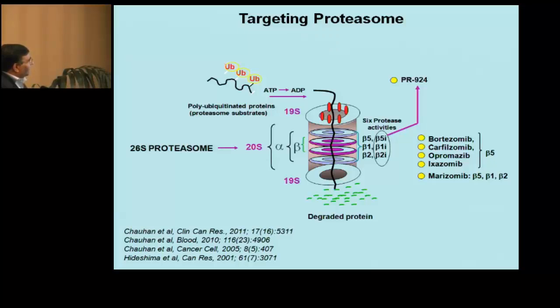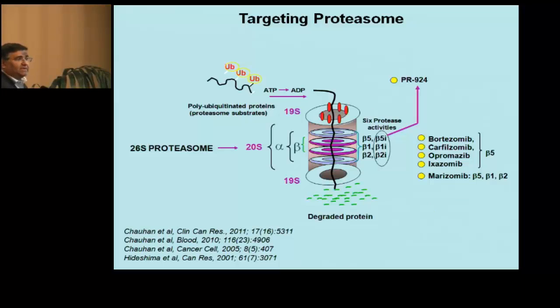Now we have targeting proteasomes. We have a couple of proteasome inhibitors which are FDA approved now, and we have others that are in clinical trial. All of these agents target the proteolytic activities within the 20S core protein: beta 5, beta 1, and beta 2.